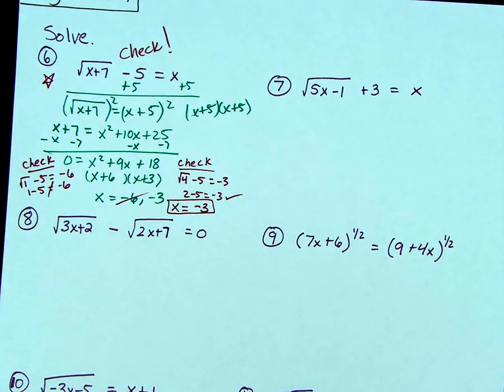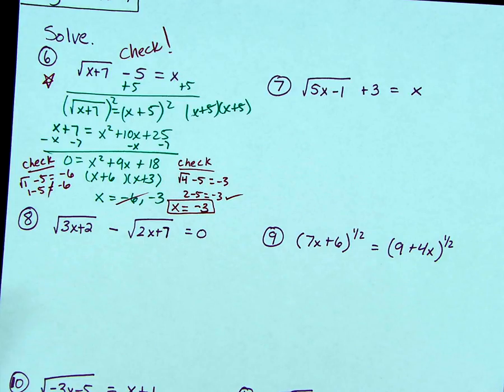Anytime we have to factor to solve, you must check your work to make sure that both answers are true. And if one's not, then we cross it off, it's extraneous, and we only mark the one that works for the problem.